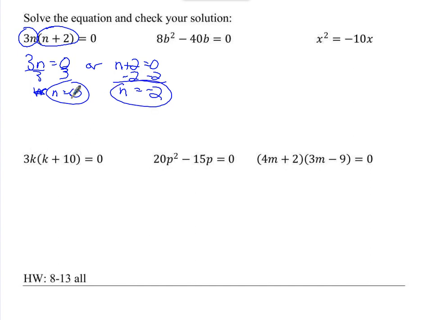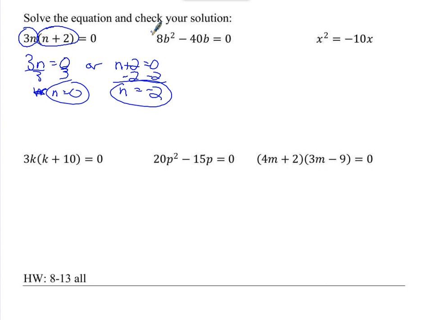Check your work. Take 0 and plug it in up here. 3 times 0 is 0. Now I have 0 times something. Doesn't matter what this something is at all. What do I get? 0. Take the negative 2 and plug it in. In the first part I get what? Negative 6. And then here I have negative 2 plus 2, which is 0. So negative 6 times 0 is 0. Both of these answers work.